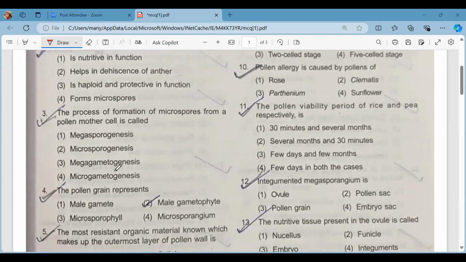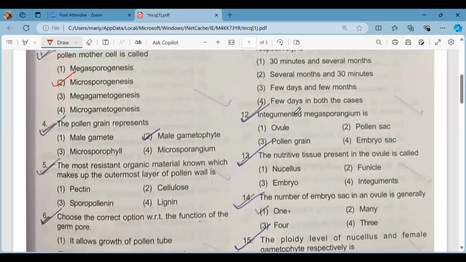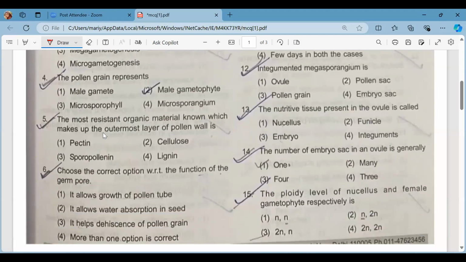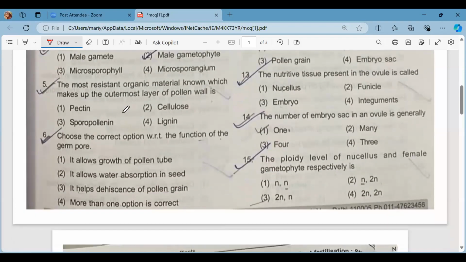Now moving forward, the process of formation of microspores from a pollen mother cell. Microspore formation is known as? Microsporogenesis. Very good. Exactly. Now the pollen grain represents the male gametophyte, isn't it? Yes, right? All right.